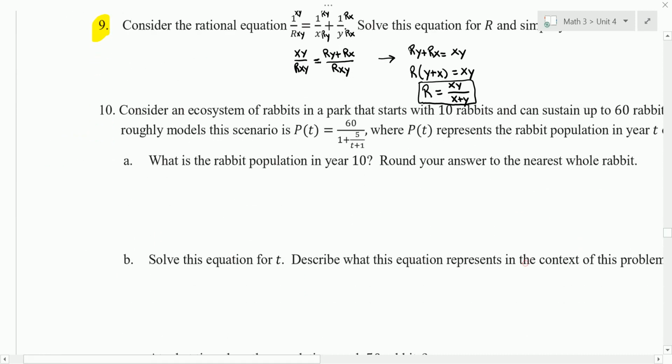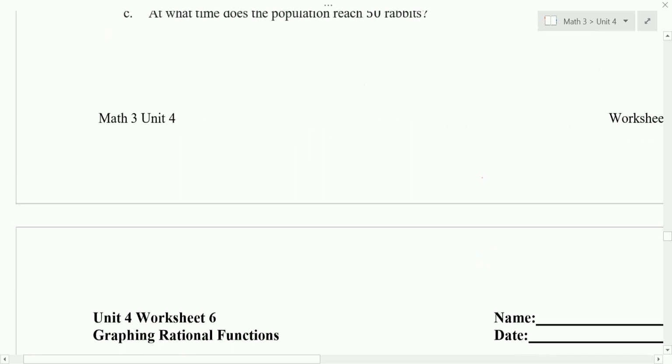And that's the last one I'm going to go over for this worksheet.